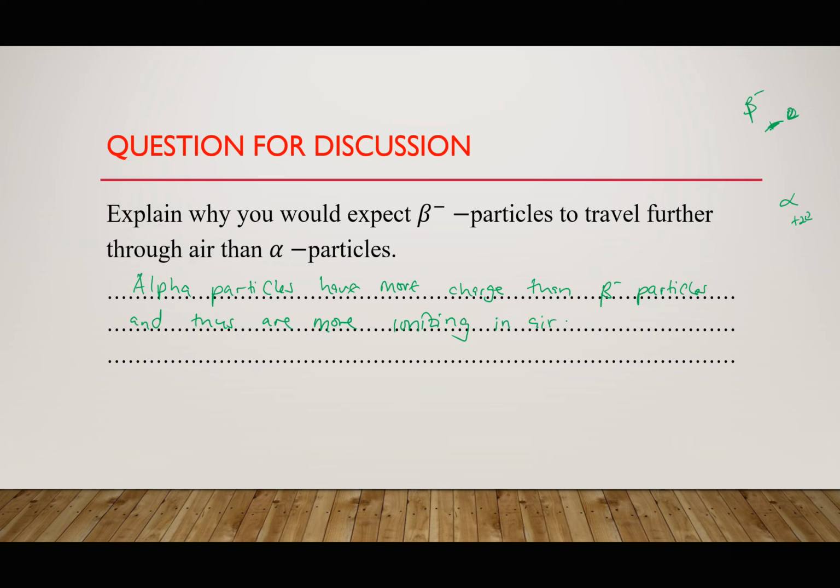In air than beta minus particles. Thus alpha particles are more ionizing in air than beta minus particles, hence would travel a shorter distance. Or you can write it the other way around. That is, beta particles have a smaller charge than alpha particles, and thus are less ionizing in air than alpha particles, and hence would travel a further distance compared to alpha particles.